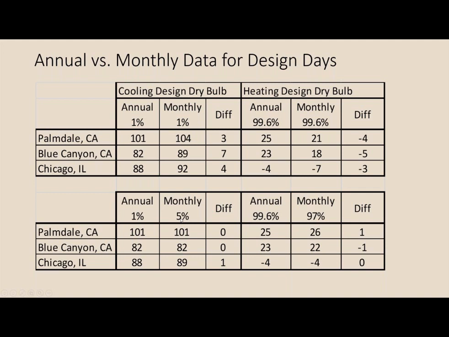So 5% for these particular cases seemed to be about equivalent, and on the heating side, 97% was pretty close to equivalent. So that's just something that people should be aware of if they're going to be doing any kind of processing of their own weather data, or even if they're looking up data in the table. If the code says 1%, maybe when you're looking at monthly, you should be looking at more like 5%.